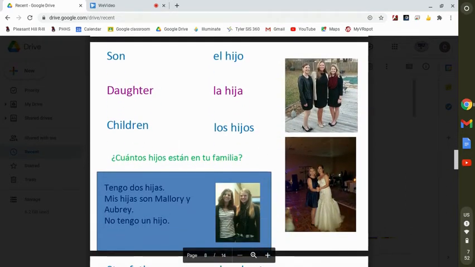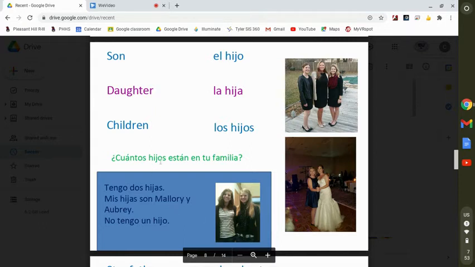Okay, for son, el hijo. Remember, do not say the H. El hijo. A daughter, la hija. Do not say the H and put them all together, los hijos. A lot of times in movies, you'll see the mom call their son mijo. And basically, it's my son together, mi hijo. And they say mijo. Or the guys or the dads will be calling their daughters mija, which means my daughter. Okay? So it's just a term of endearment. A lot of times they don't call them by their names. It's always mijo or mija.